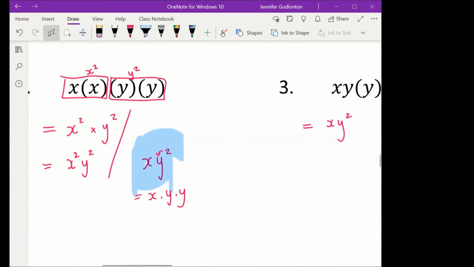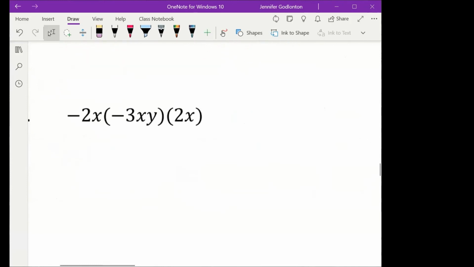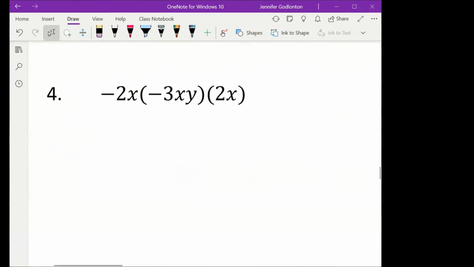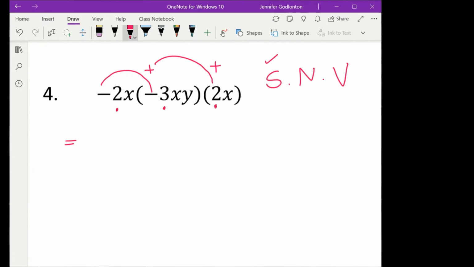Okay, I'm feeling good. I'm feeling like we can do some harder questions today. So now we're going to start mushing those things together. So now we've got signs again, we've got numbers, and we've got variables. So I'm just going to talk you through this one, and then I'm going to let you try the next one all by yourself. Signs: a negative times a negative is a positive. A positive times a positive is a positive. So I know my answer is positive. Numbers: 2 times 3 is 6. 6 times 2 is 12.